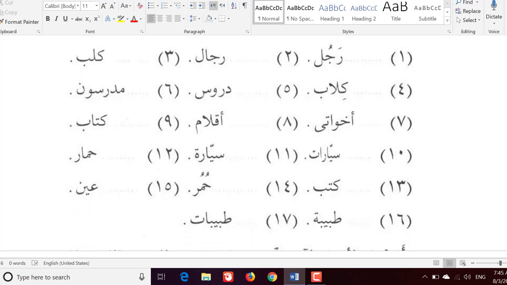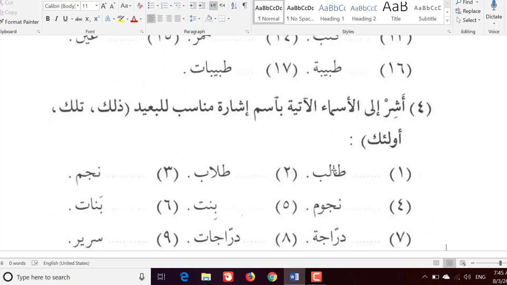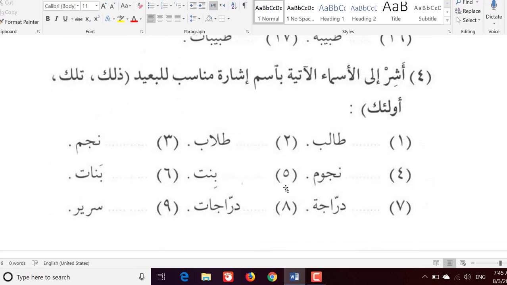Tabiba, hadihi tabiba because it's singular feminine, so it naturally takes hadihi. And then tabibat, it would be haulai because tabib is a person, and so plural people take the plural ism ishara. Okay, then they have you do the same thing with dhalika, tilka, and ulaika. So we'll do that exercise together.